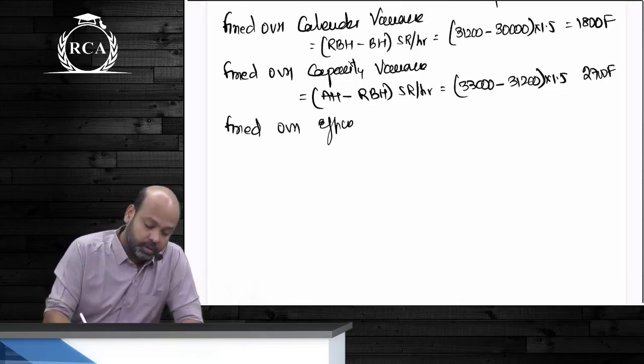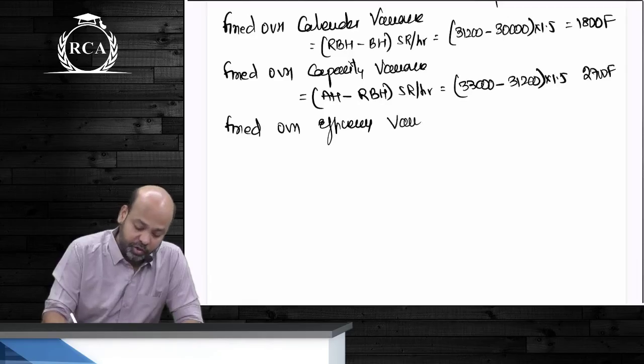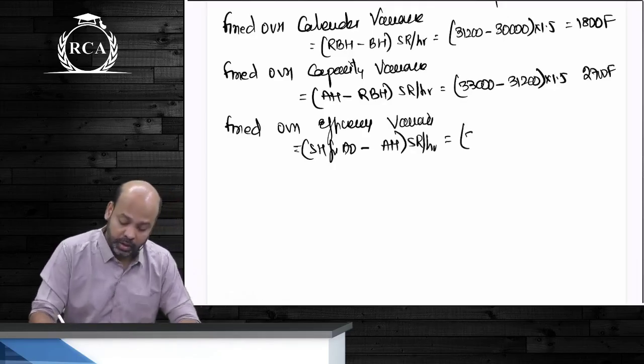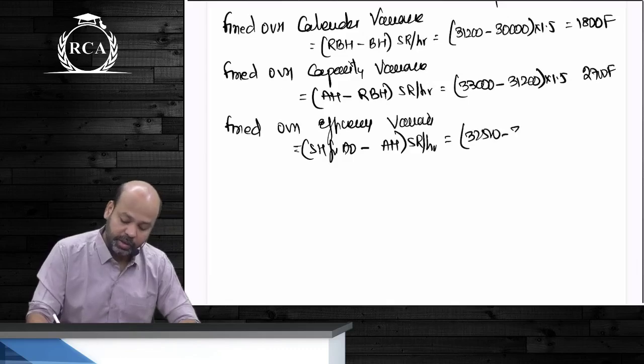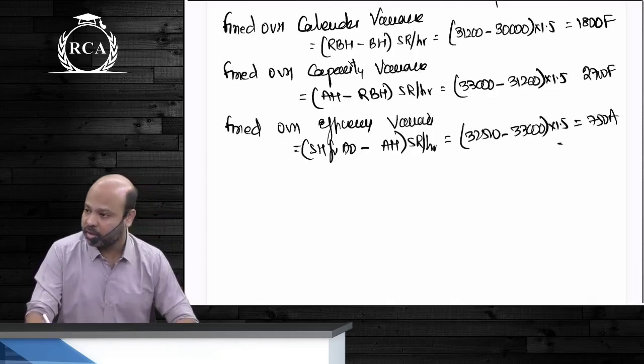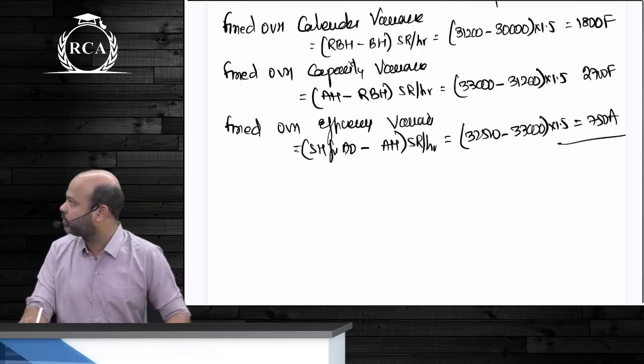And then fixed overhead efficiency variance. The output that we have manufactured should have been completed in how many hours? 32,500, but we actually took how many hours? 33,000 hours. So that will be 500 hours. Don't write formulas, beta. Whenever you're computing variances, try to recollect the entire concept of the variance and keep revising. That will be easier rather than just substituting formulas.